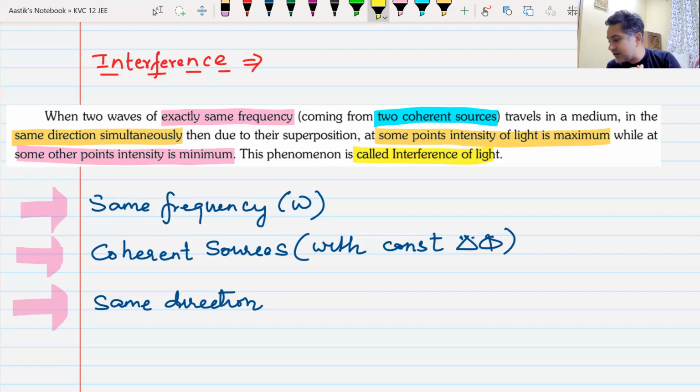I hope we have noted this down. We will take our class forward in the next class on interference and try to wrap up interference and YDSE in about two classes. So probably we'll be able to wind it up by next Monday. We'll meet in the next class.